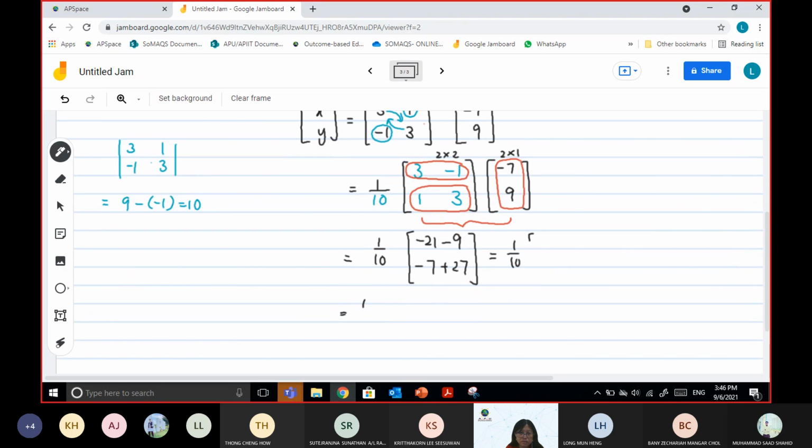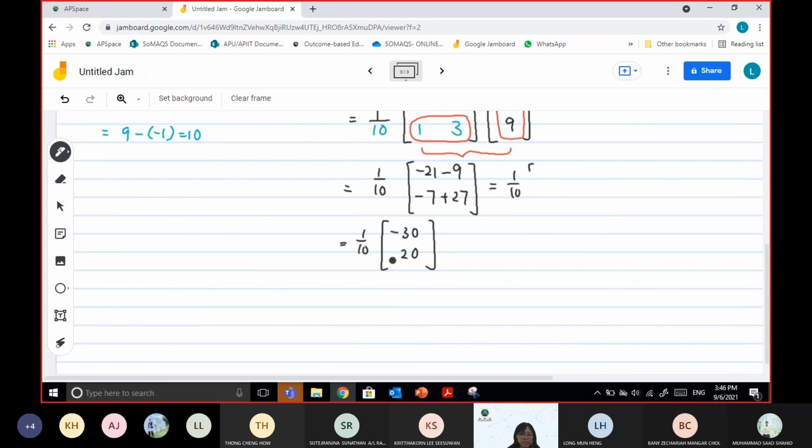So we have negative 30 at the top and at the bottom is 20. So negative 30 and 20. We bring in the 1 over 10 and multiply each number by 1 over 10. So we have negative 3 and 2. That means our x is negative 3 and y is 2. That's how we find the answer.